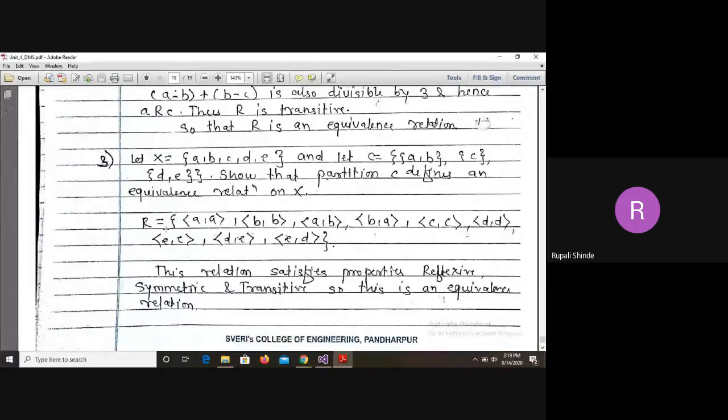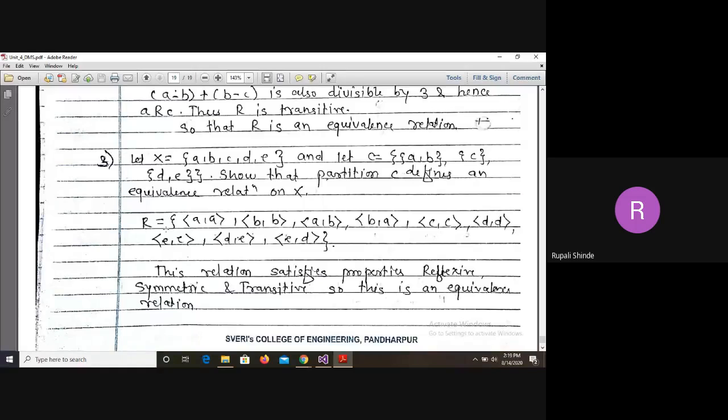Whether this one is reflexive. Yes, reflexive. Yes, all the ordered pairs like A comma A, B comma B, C comma C, D comma D, and E comma E are present in this given relation. So this one is reflexive.